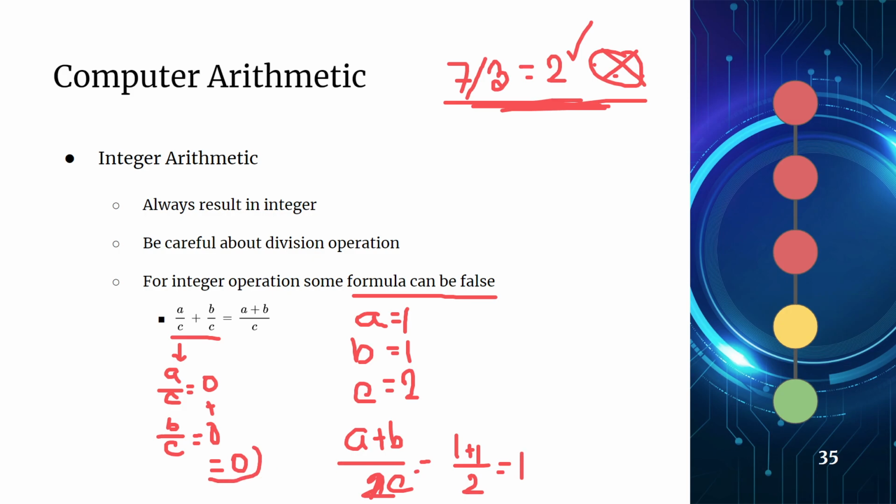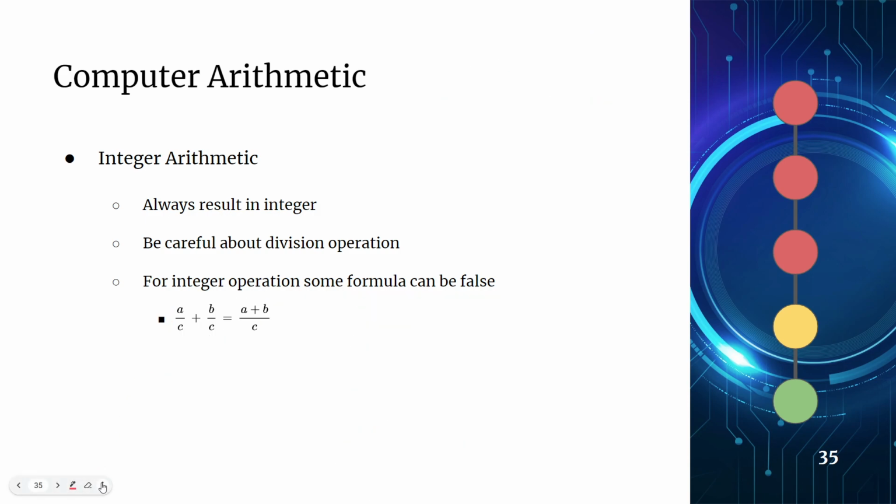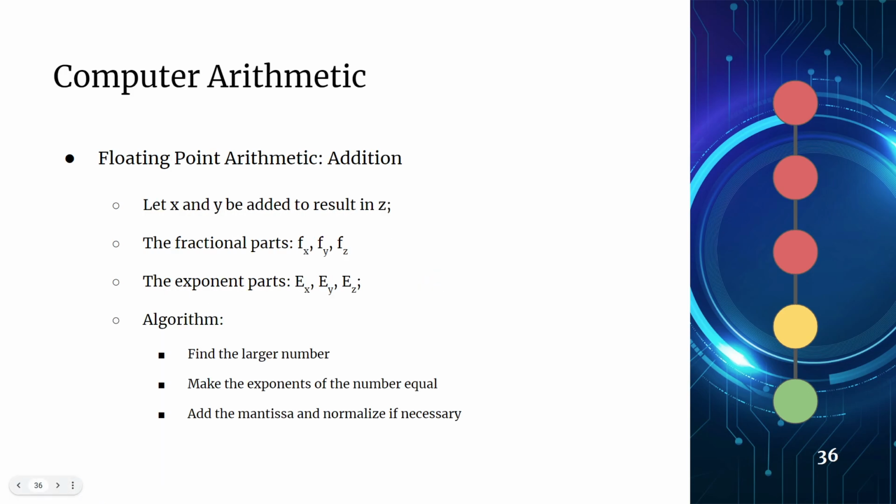So you can see that the left hand side and right hand side do not match, though this is actually a correctly written mathematical form. This is what we mean when we say that for integer operations some formulas can be false, because we are forgetting about some parts of the math. So let's move on to our main topic, which is floating point arithmetic.